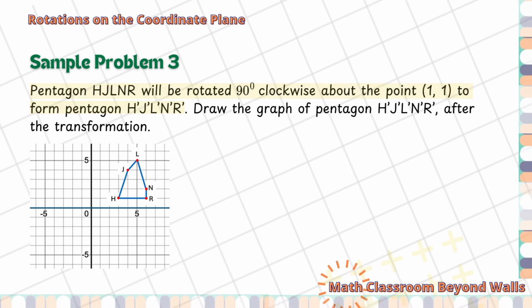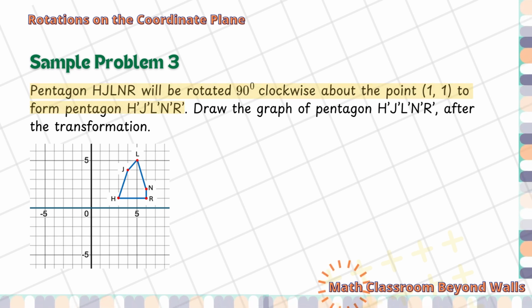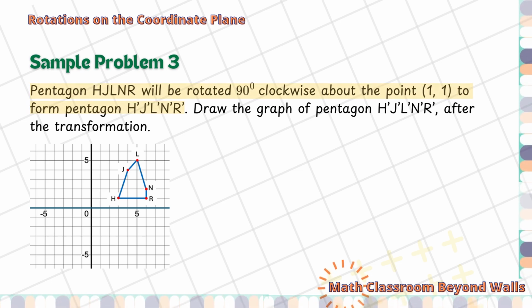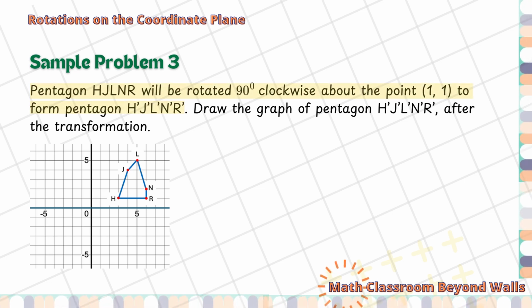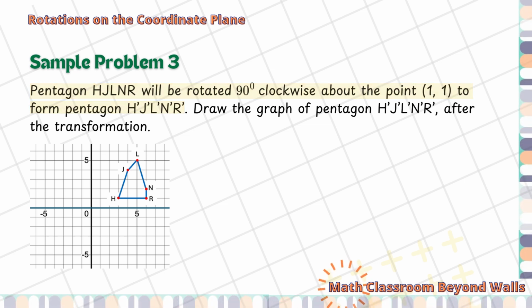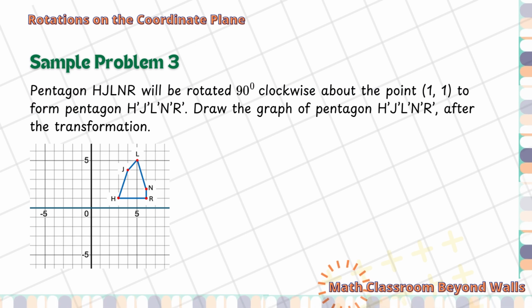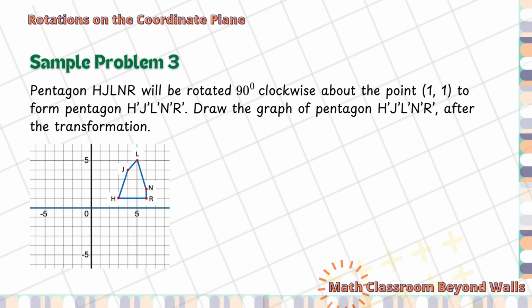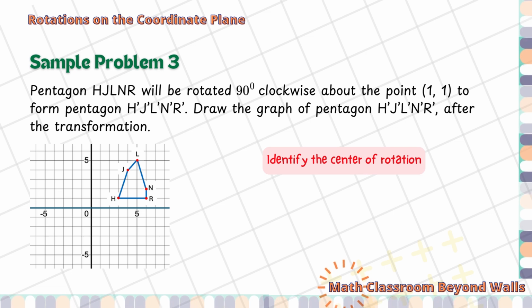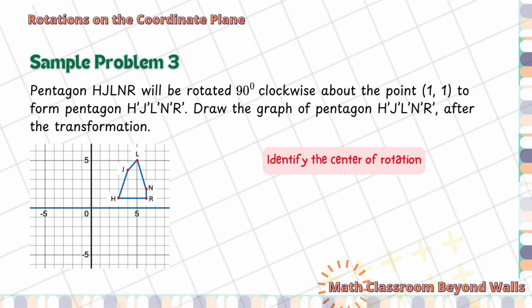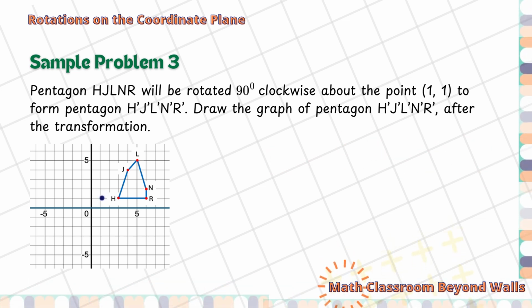What are given here? That a rotation of 90 degrees clockwise on pentagon H, J, L, and R is to take place about the point (1, 1) to form pentagon H prime, J prime, L prime, N prime, R prime. An illustration is given. Okay, so where do we start? As mentioned earlier, the first step is to identify the center of rotation. Mark it and write its coordinate. Let's do it.